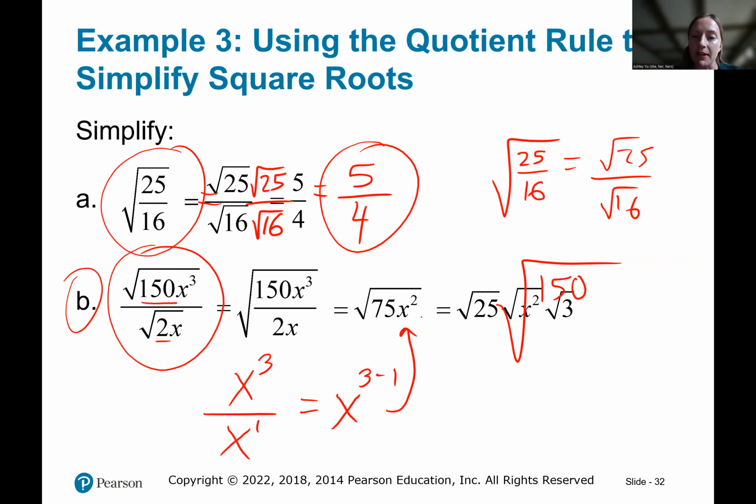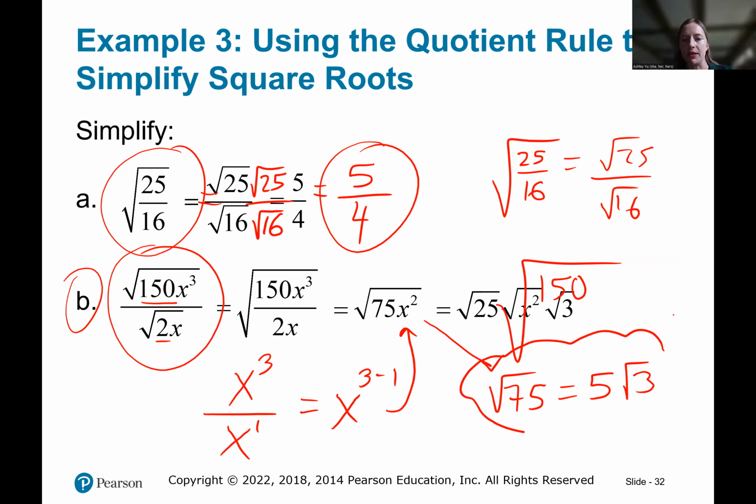And then that 75, I can simplify more. I think we saw that guy before, right? The square root of 75 on a previous page was 5 square root of 3. I think we simplified that on the previous page.